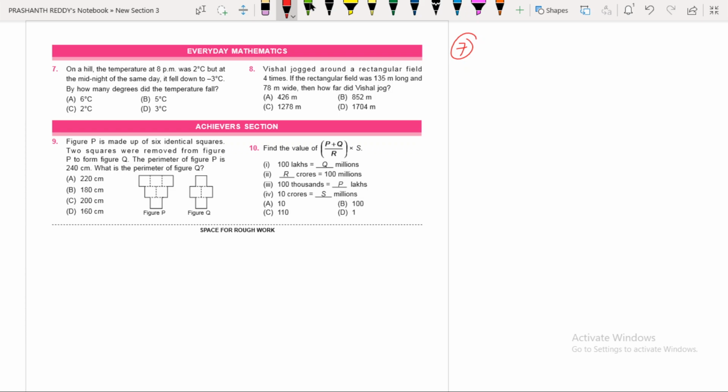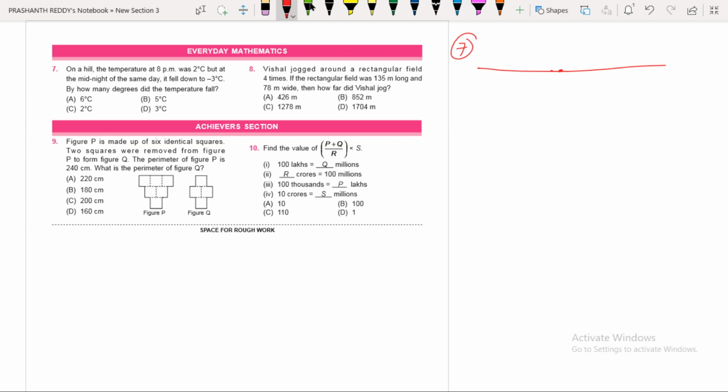On a hill, the temperature at 8 p.m. is 2 degrees Celsius. But at midnight of the same day, it fell down to minus 3 degrees Celsius. By how many degrees did the temperature fall? You do one thing, take the number line. On the number line, you are going to get a 0.